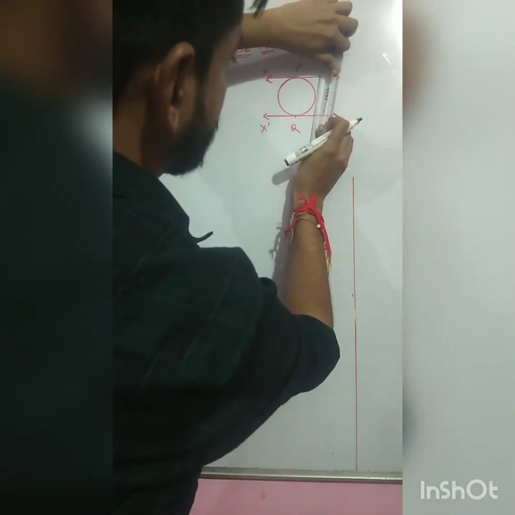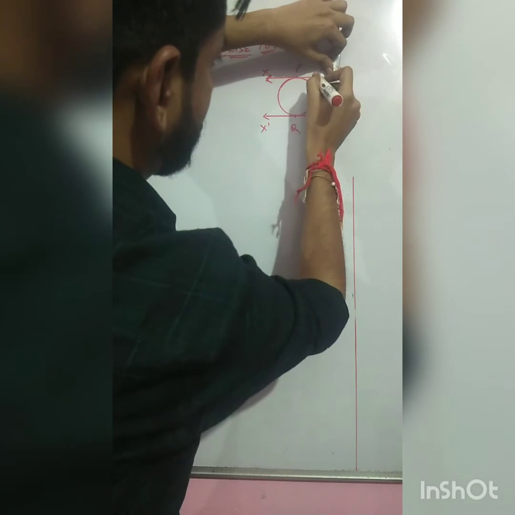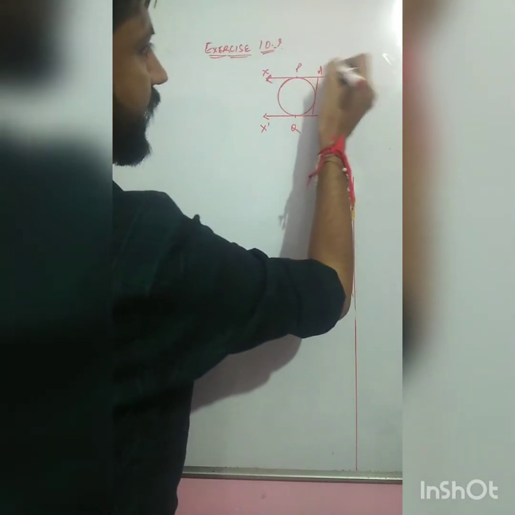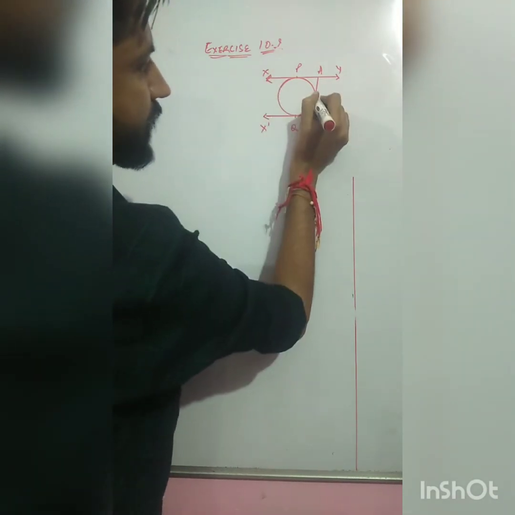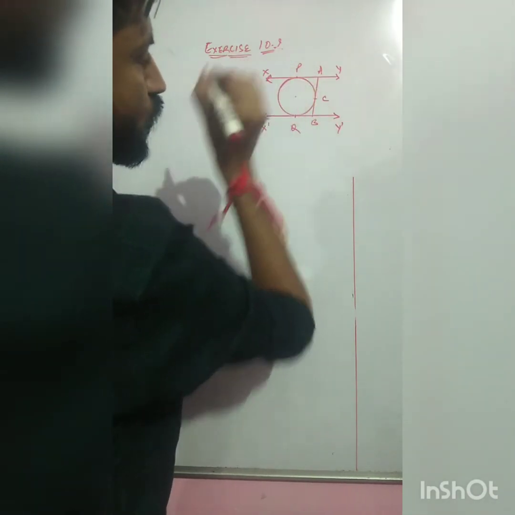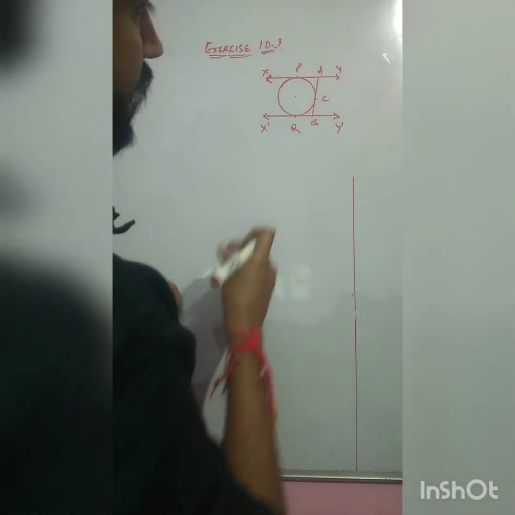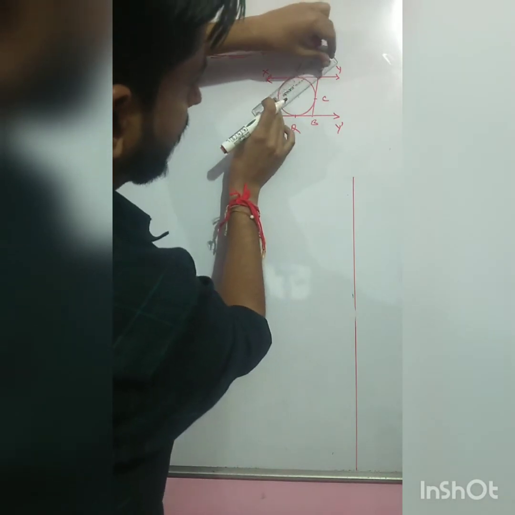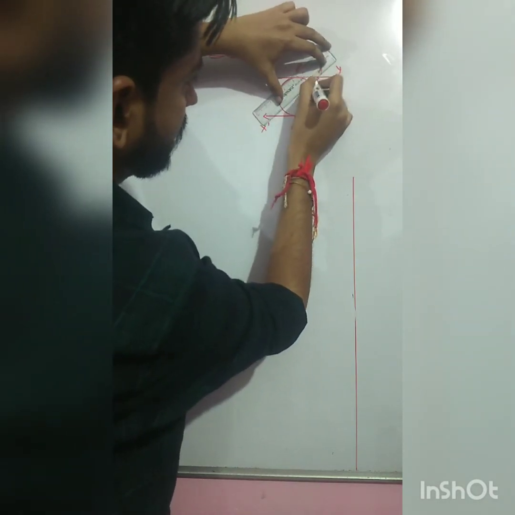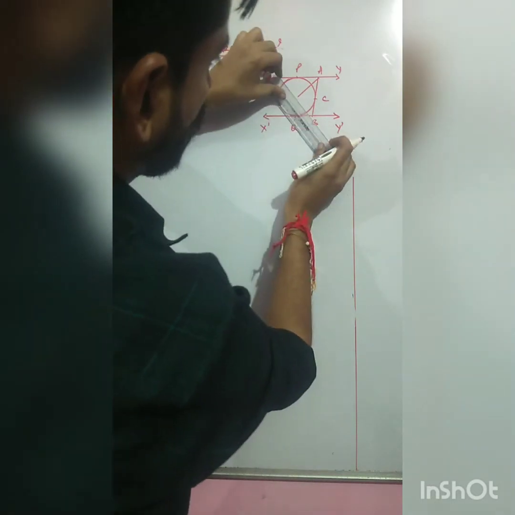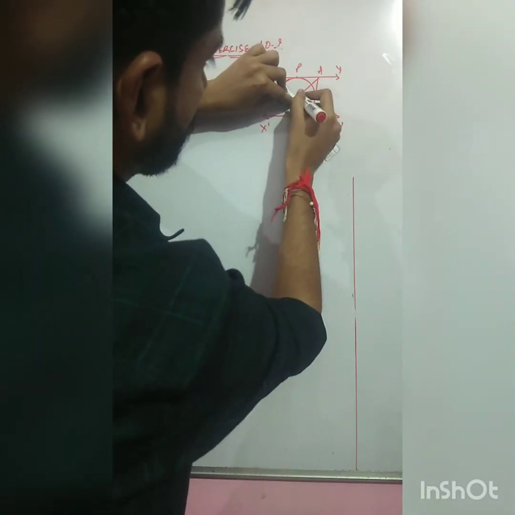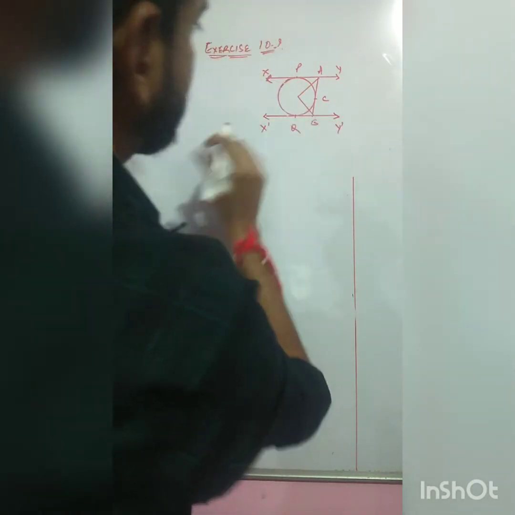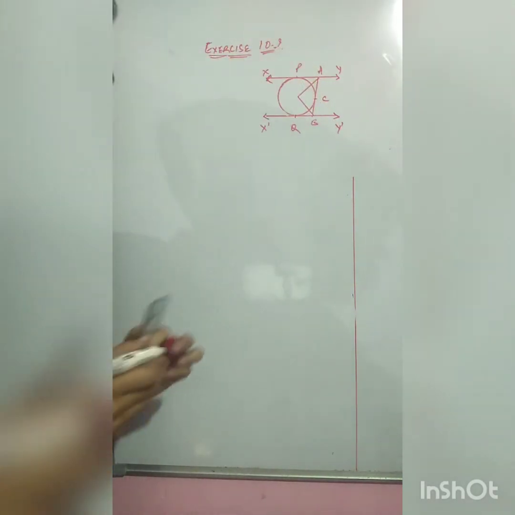And there is another tangent AB, which is touching XY at A, X dash Y dash at B, and the circle at the point C. And O, suppose, is given as the center of the circle. So what we have to prove is that angle AOB is 90. So this is what we have to prove here, that angle AOB is 90.